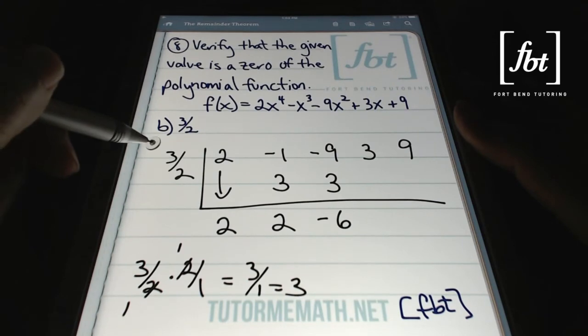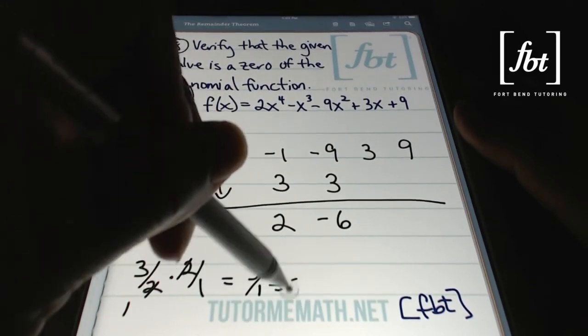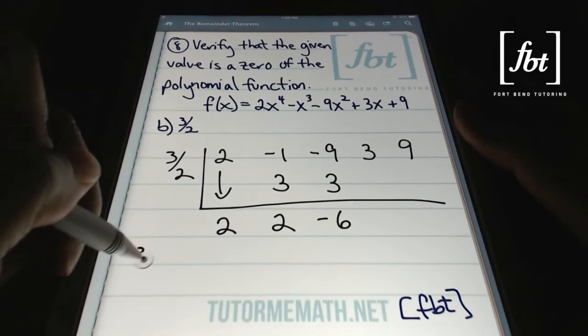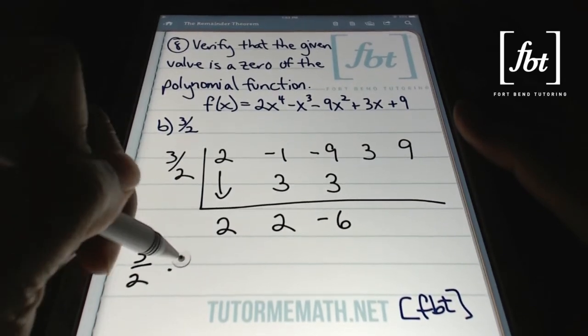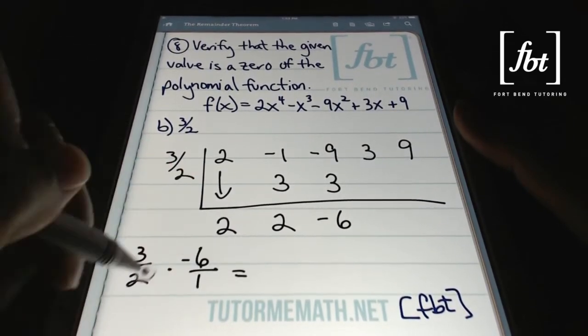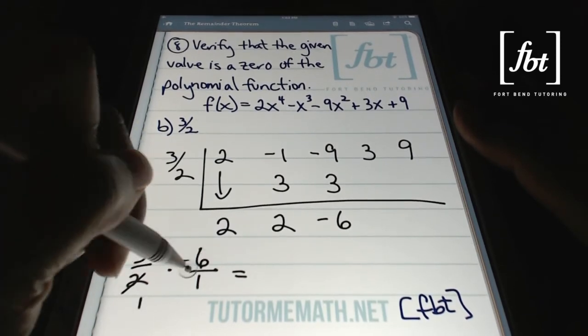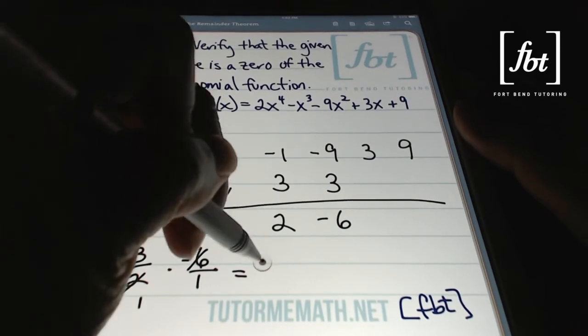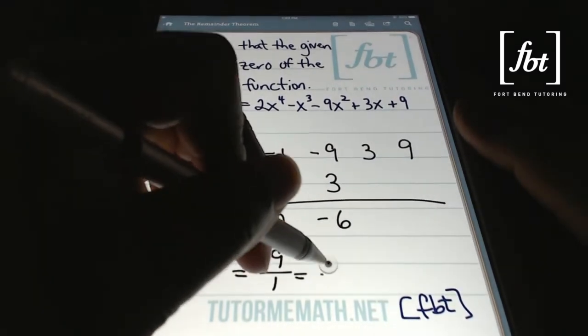Then multiplying 3 halves times negative 6. Let's go ahead and show what that looks like. All right, so we know that you guys love yourselves some fractions, right? I know you do. I know you love the fractions. See, 2 goes into itself once. 2 goes into negative 6, negative 3 times. Then multiplying straight across, you'll end up with negative 9 over 1, which is negative 9.